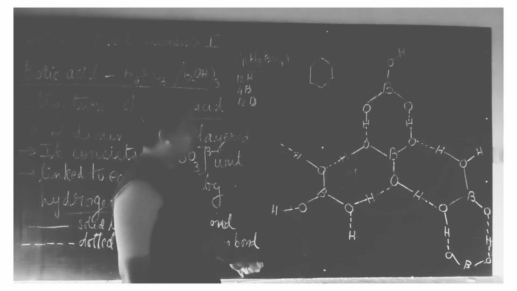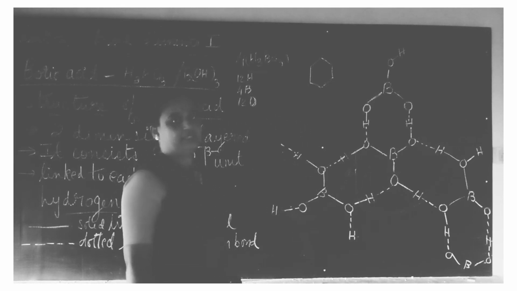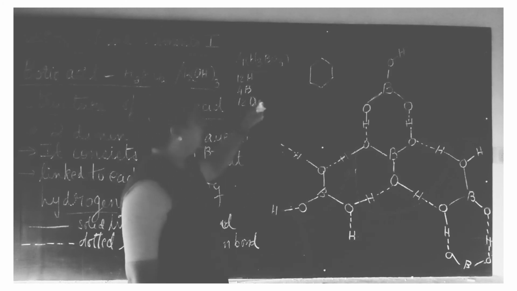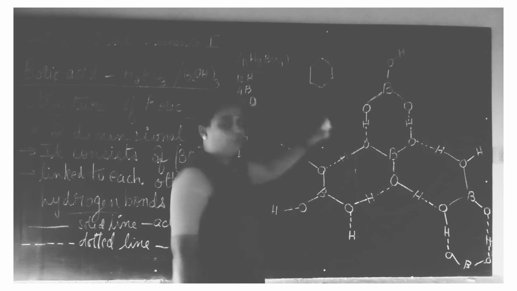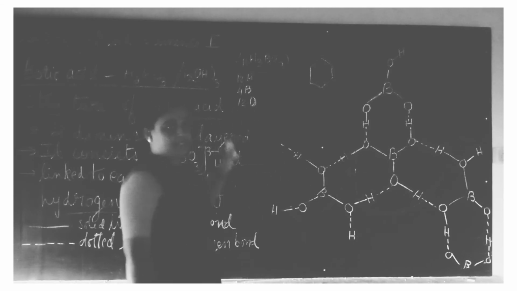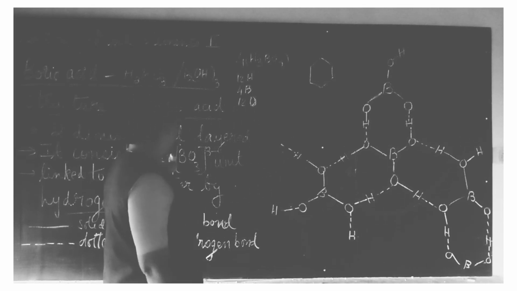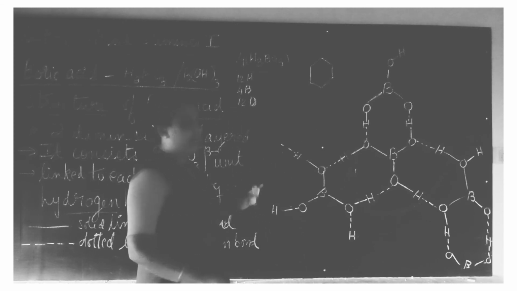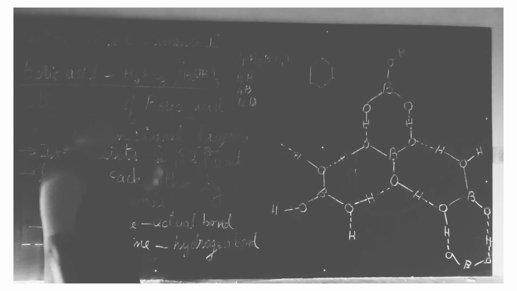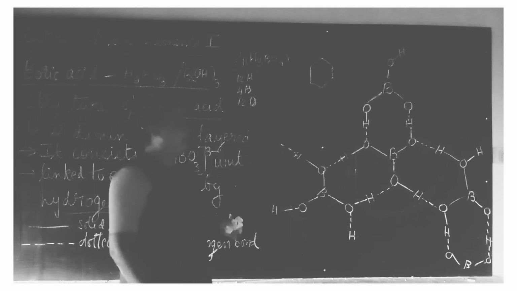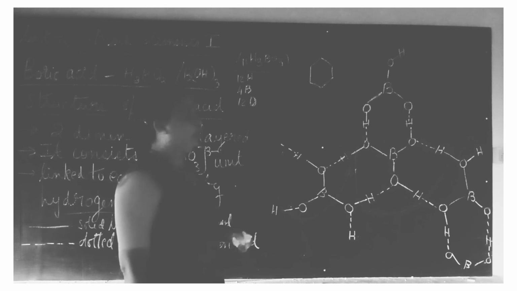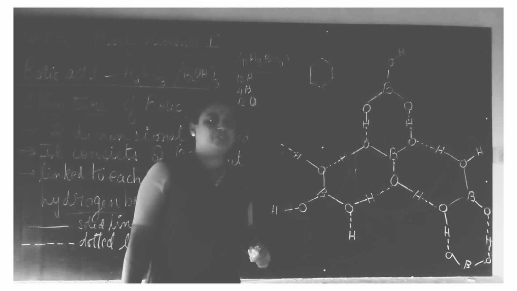So now this is the structure of boric acid. Here we have drawn the structure with 4 units of boric acid. Like this, several BO3 units combined together by hydrogen bonds, and they form a 2-dimensional layer structure, layer by layer. So this is the way to draw the structure of boric acid. Fine. So I hope you understood. Thank you.